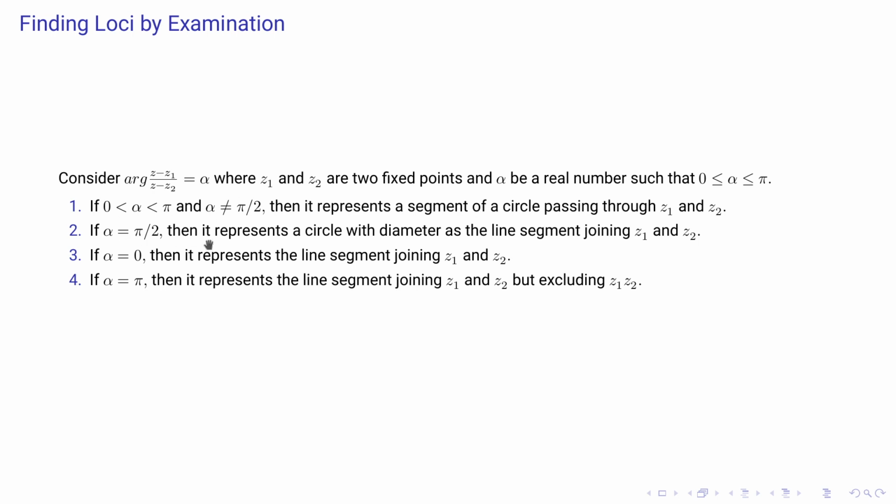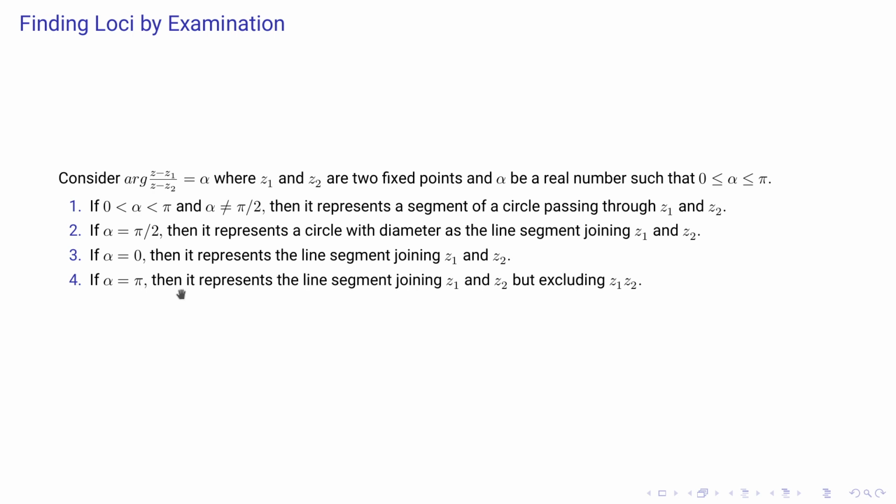If alpha is equal to pi by 2, then it represents a circle with diameter as the line segment joining z1 and z2. So you know that in a circle, the diameter makes an angle pi by 2 on the circumference. So in this condition, z1 and z2 will represent the diameter. If alpha is equal to 0, then it represents a line segment joining z1 and z2. So you have one line, then the angle made between these two will be 0. So that's what this condition is.